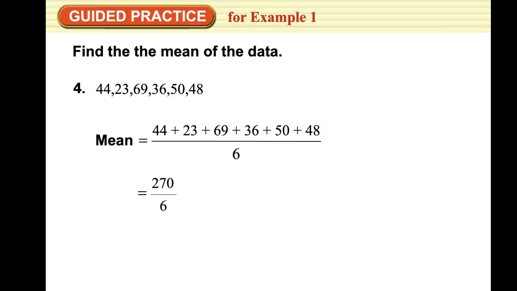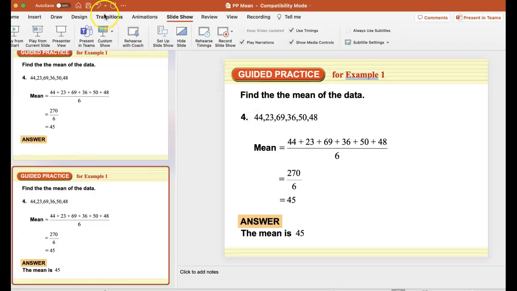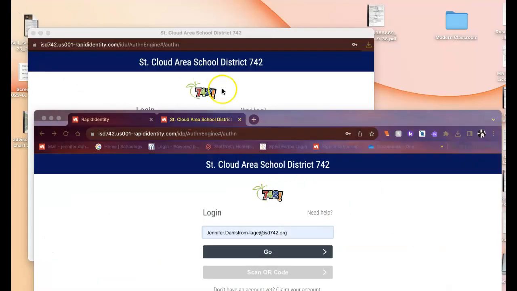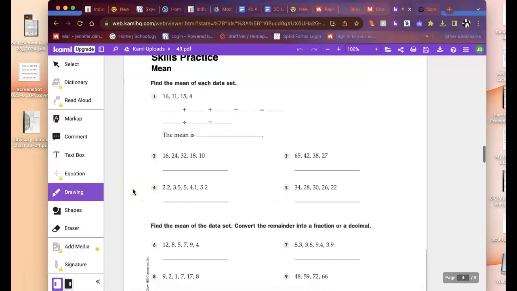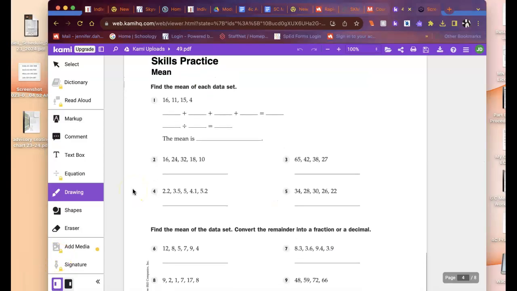Okay, so you should have gotten 45. The mean of this data is 45. Okay, now we're going to go into a little bit of the worksheet. So I am going to bring that up. Okay, so here is what your practice worksheet looks like.